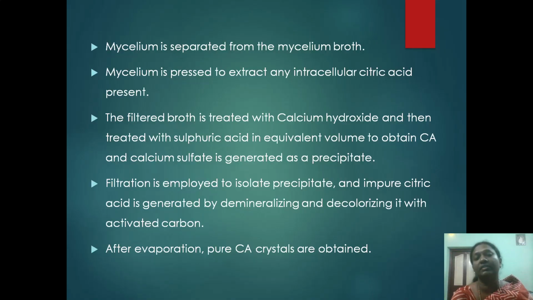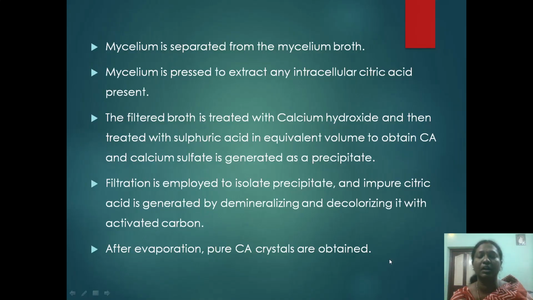Then the next step is filtration. The filtered broth is treated with calcium hydroxide, then treated with sulfuric acid in equivalent volume to obtain citric acid, and calcium sulfate is generated as a precipitate. So filtration is employed to isolate the precipitate, and impure citric acid is generated by demineralizing and decolorizing it with activated carbon. After that we go for evaporation, so we get pure crystals.